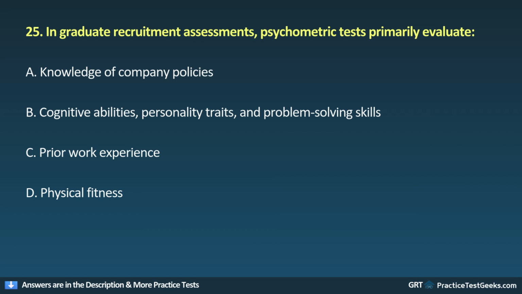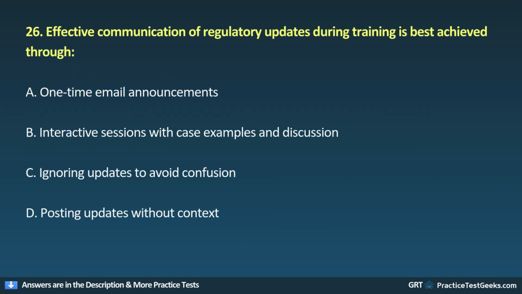Knowledge of company policies. B. Cognitive abilities, personality traits, and problem-solving skills. C. Prior work experience. D. Physical fitness. 26. Effective communication of regulatory updates during training is best achieved through A.